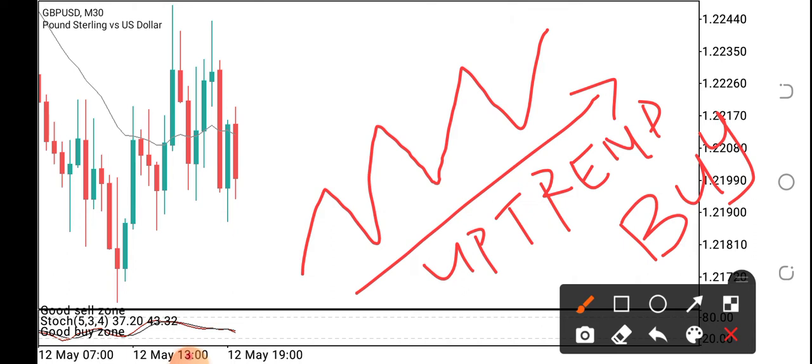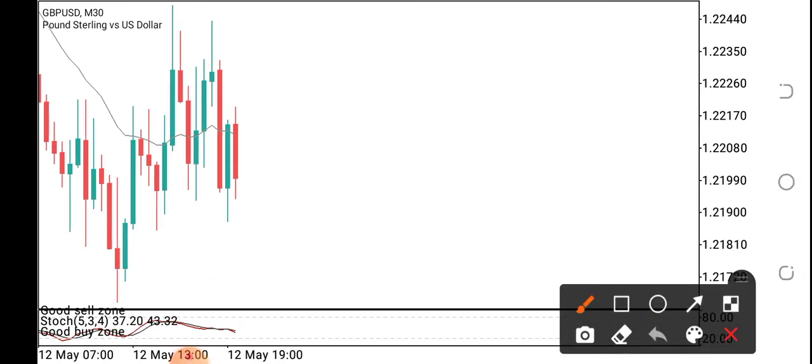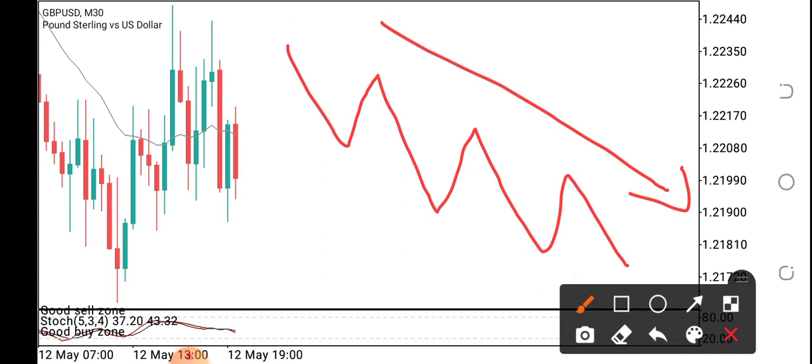Another way in which the market moves is a downtrend. When the market's going down like this, moving down, it goes up, it comes down, it goes up, it comes down, it goes up, it comes down. This move here, we can see that the movement of the market is going to the downside. So this is called a downtrend.